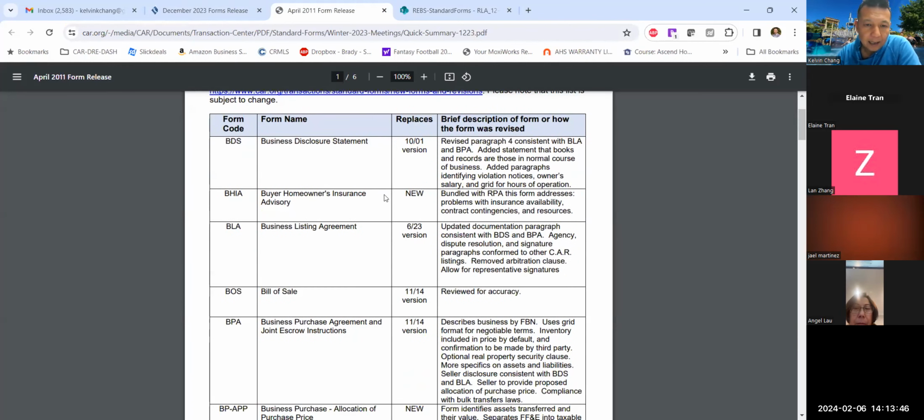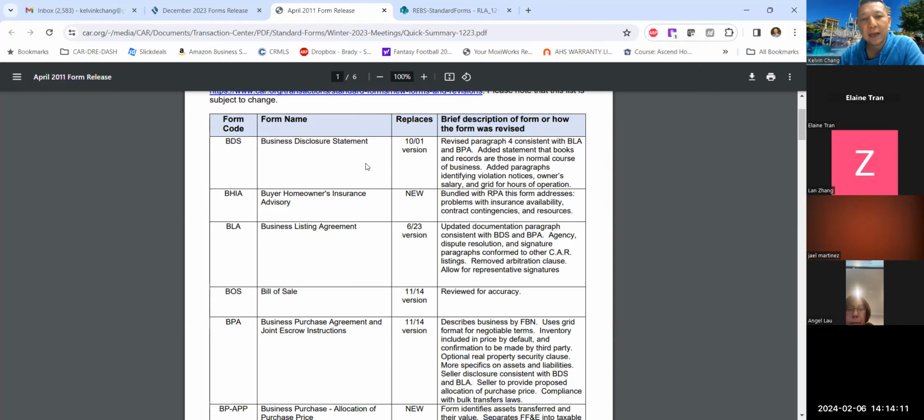There's over 200 forms in CAR when you go to your CAR library, so we never need to use all 200. These are considered our weapons, our tool belt of tools that we can utilize when needed, when a situation arises or for the specific type of transaction.